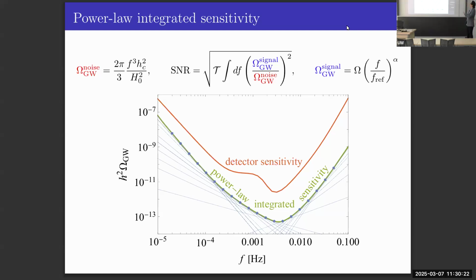Now, the way to construct this is just to produce a bunch of different power laws. Those are the blue lines that I'm showing here, with different alphas. Then we choose the amplitude for each one such that the SNR is the threshold that we want. In this example, it is 10, such that it corresponds to a discovery. Then the power law integrated sensitivity is an overlay of all of those lines. It has a very simple interpretation: if a power law signal just touches it, it will be discovered because the signal-to-noise ratio will be 10. So this is a simple way to visualize the reach.